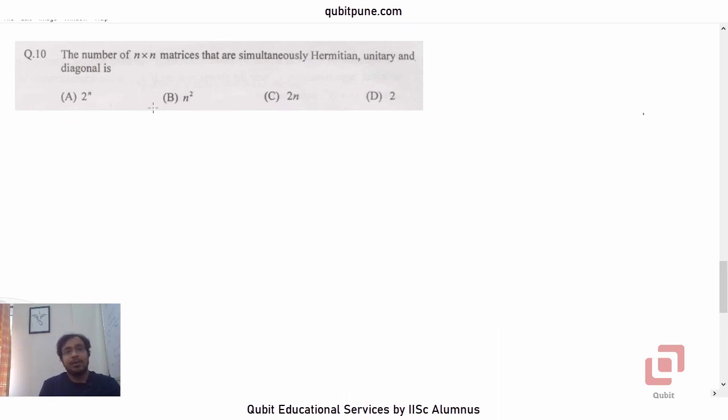Question 10. The number of n by n matrices that are simultaneously Hermitian, unitary and diagonal is 2 raised to n, n squared, 2n, and 2.